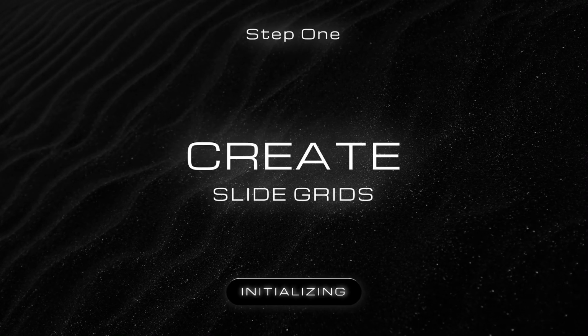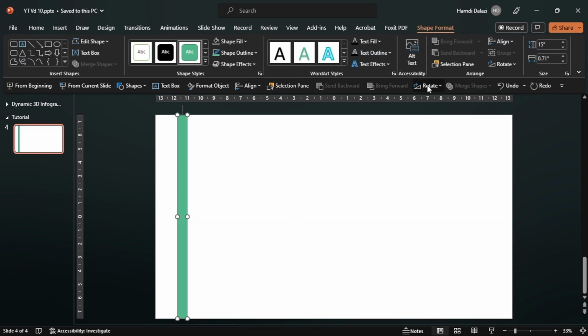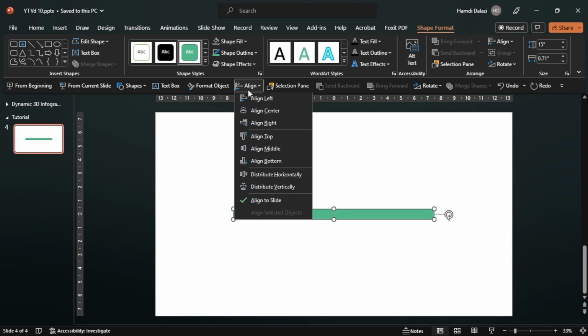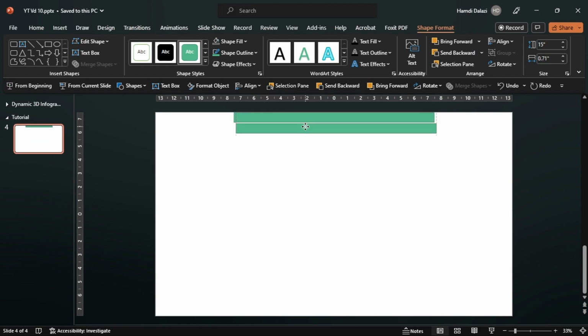Step 1, let's create slide grids. So let's insert a rectangle. Let's rotate to the right. Let's align center, align to the top. Now let's duplicate. Let's align this right below the first rectangle. Let's ensure it's perfectly aligned.